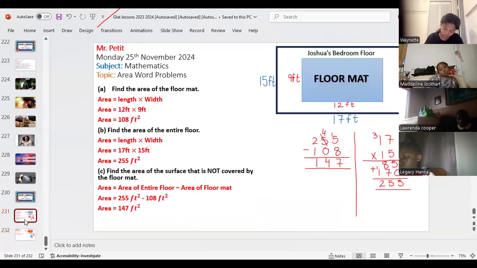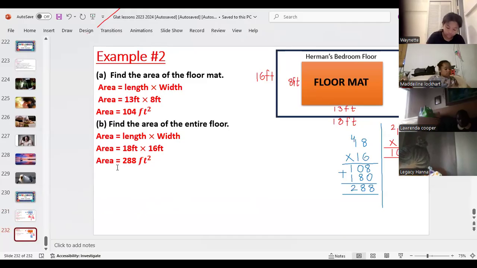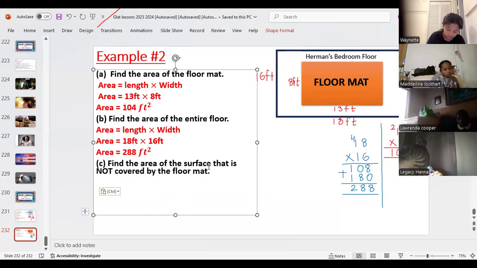Now we have to figure out what is the area of the surface that is not covered. So it's going to be C. Find the area of the surface that is not covered by the floor mat.